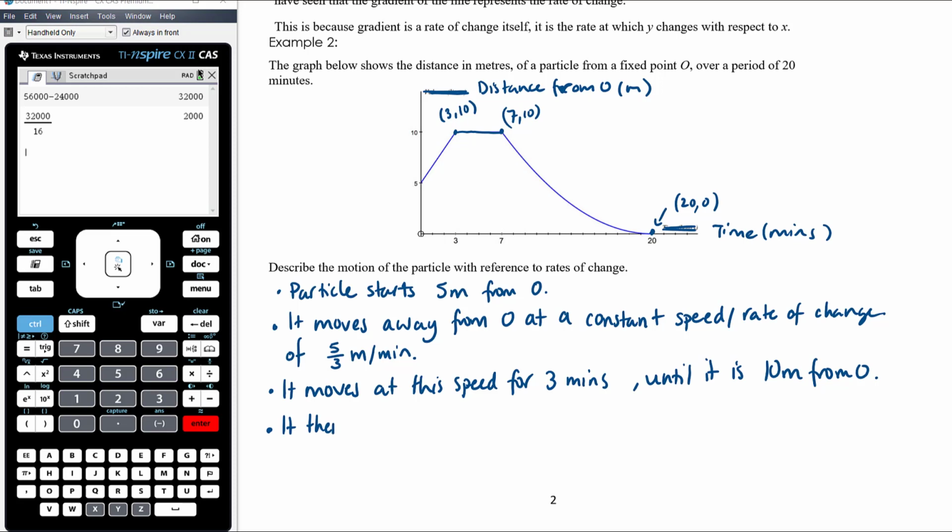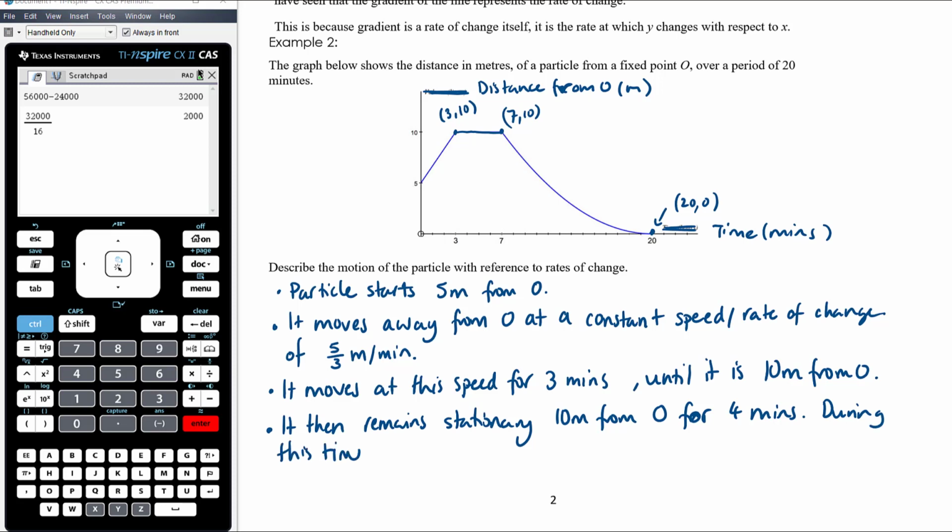It then remains stationary at 10 meters from O for 4 minutes. During this time, its rate of change is 0.